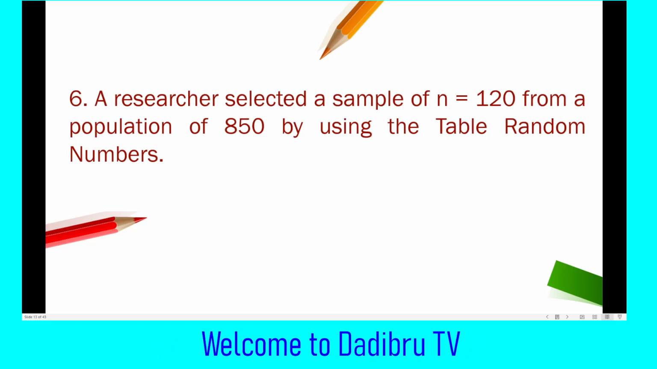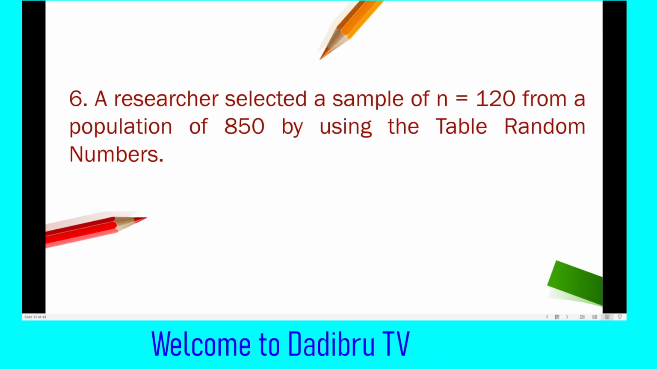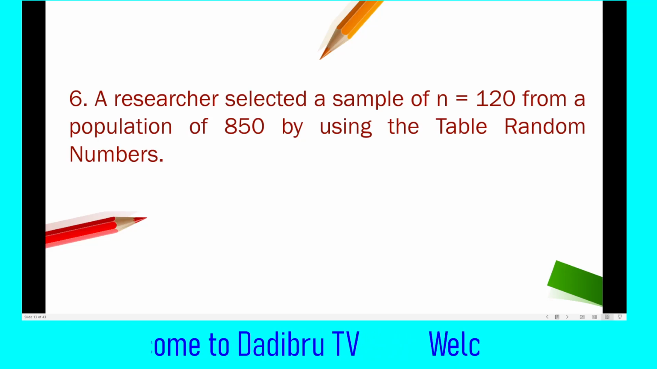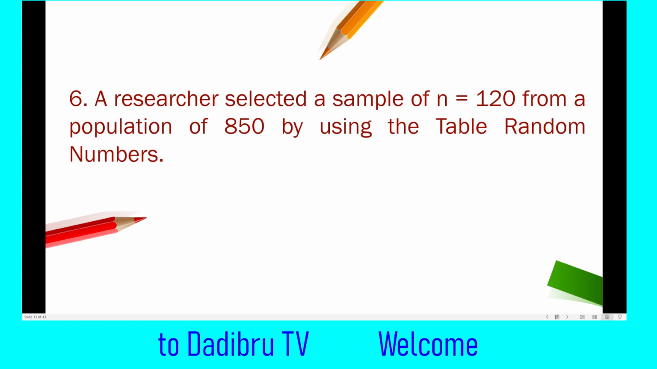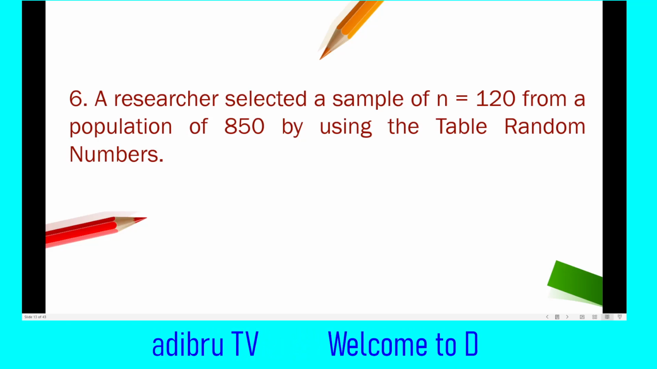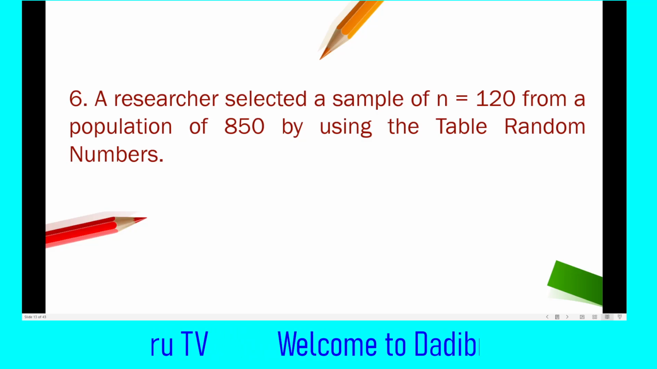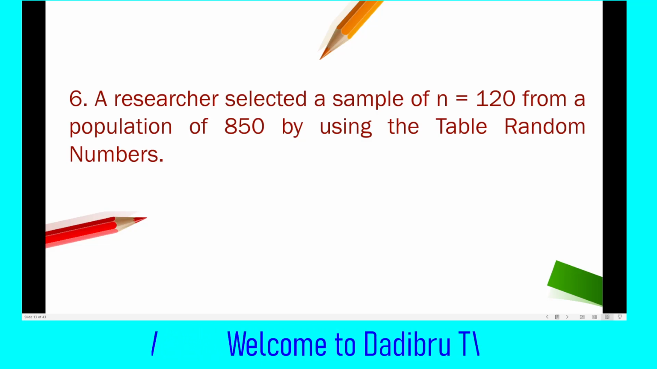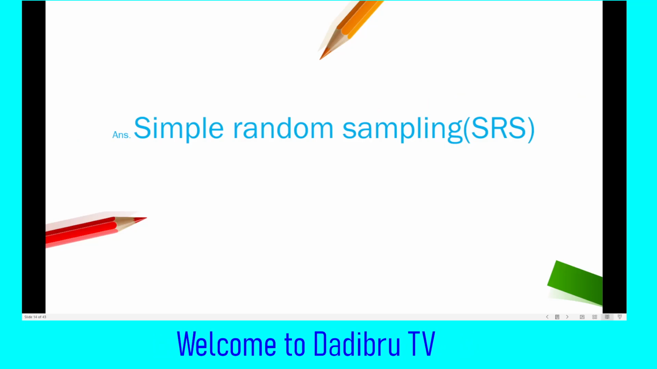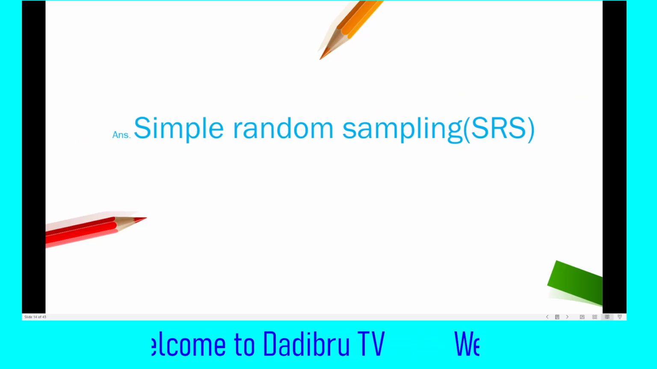Question number 6. A researcher selected a sample of n equal to 120 from a population of 850 by using the table of random numbers. Guess the answer? The answer is simple random sampling.